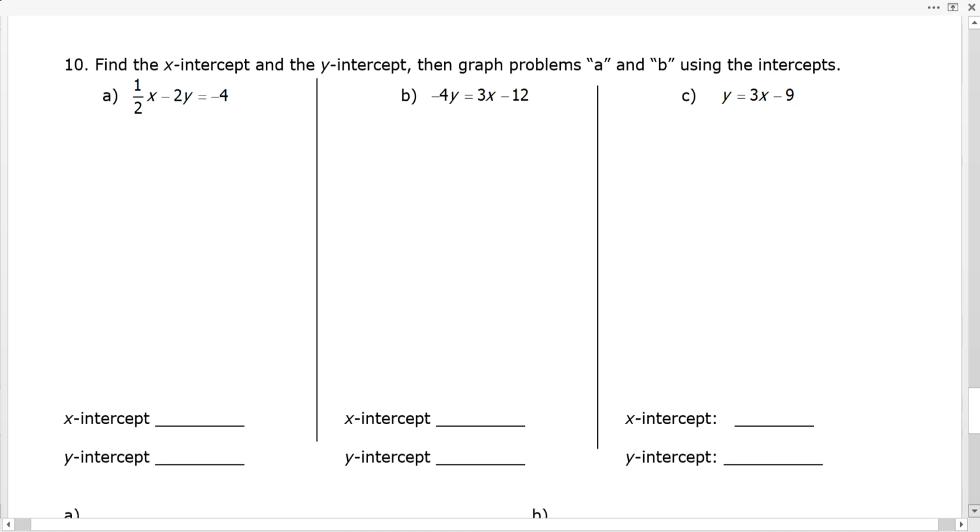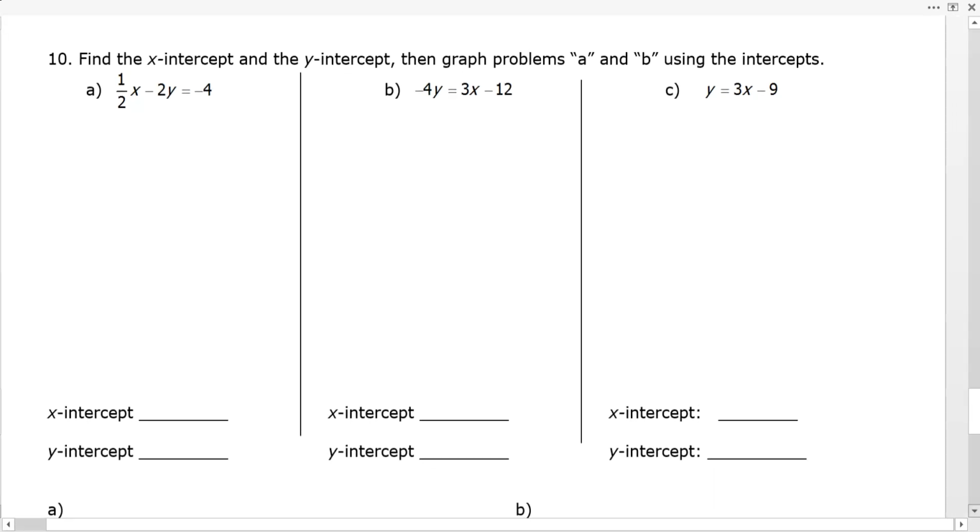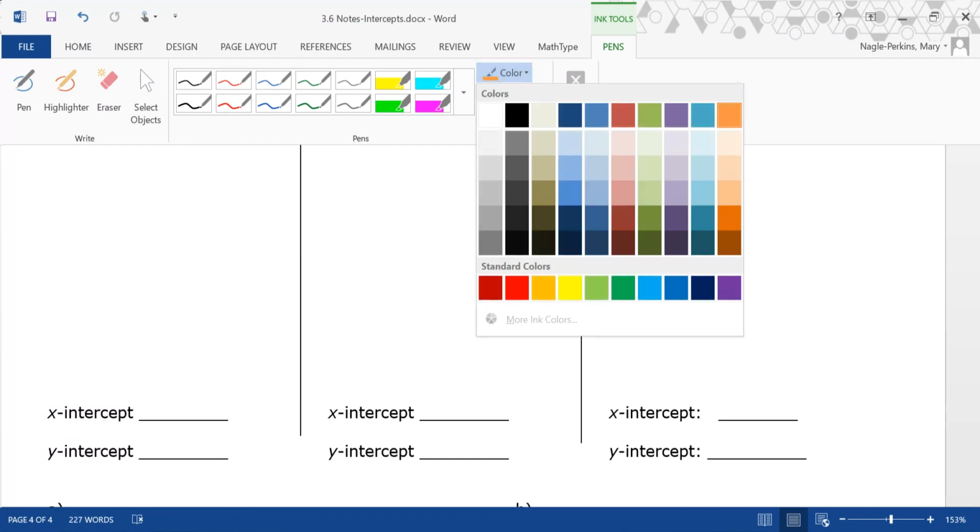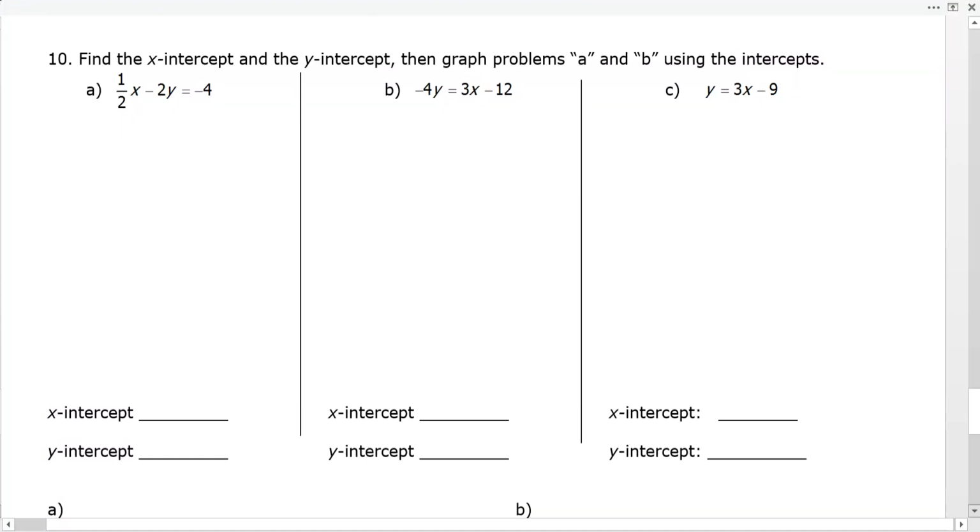Okay, we're finding the intercepts now when we have equations. One way you can do this when you have equations is called the cover-up method. When you're looking for the x-intercept, y equals 0.